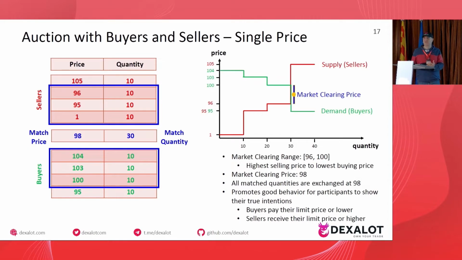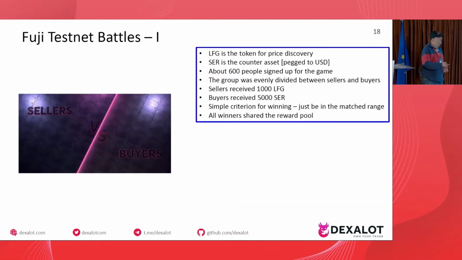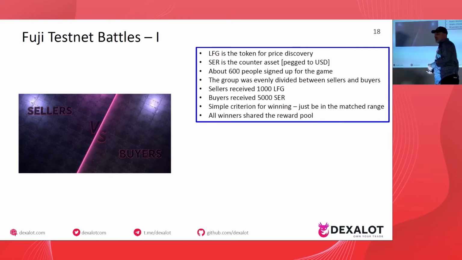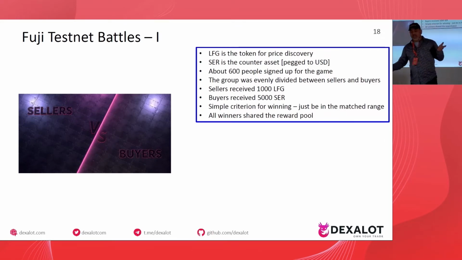So this is a key thing: to ensure that everybody on the seller side or buyer side, once a trade is executed, has that kind of character, so they show their true intentions. So after we nail down the algorithm, what better way to test it out in a battle, in a gamified way, in the Fuji network, right? So that's what we decided.